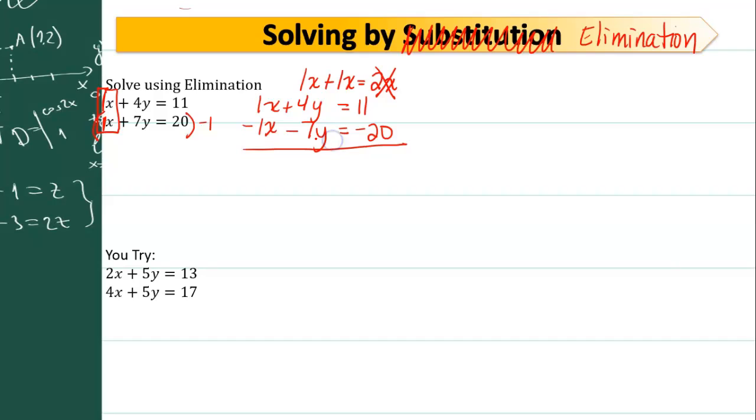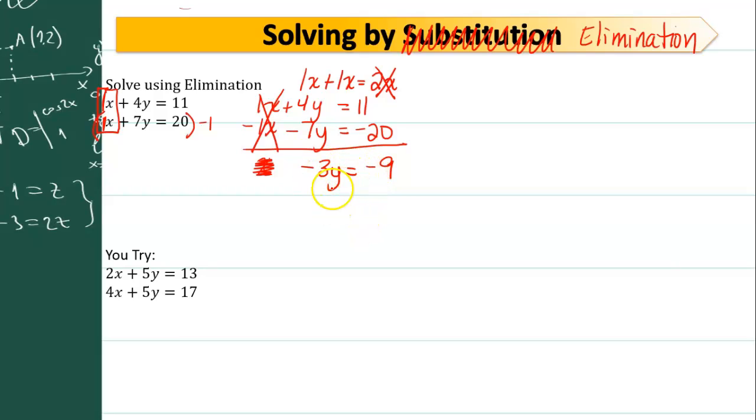From here on out, we use the same steps that we've done before. These will now eliminate. 1 plus -1 is 0. If I write x here, that means that there is one x left over. There is not. Those have eliminated altogether. 4 plus -7 is -3y. And 11 plus -20 is -9. You should check those with your calculator, otherwise you're going to have some sign errors and that's going to make you get weird answers.